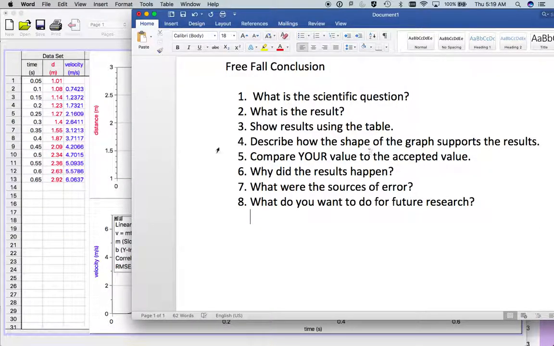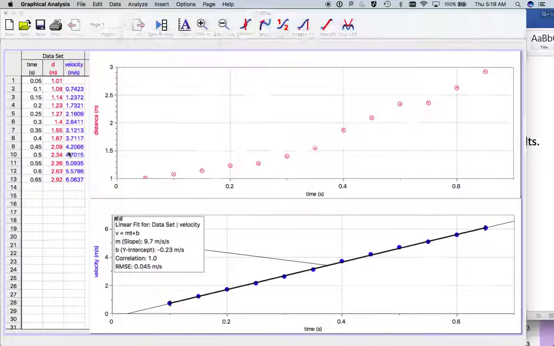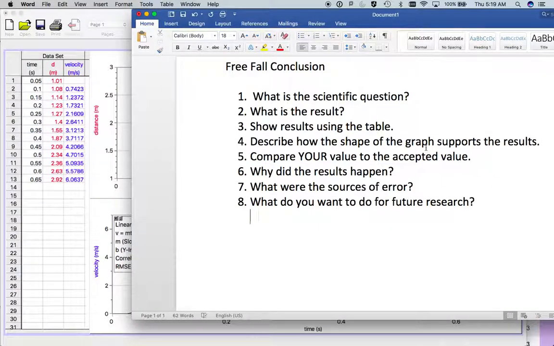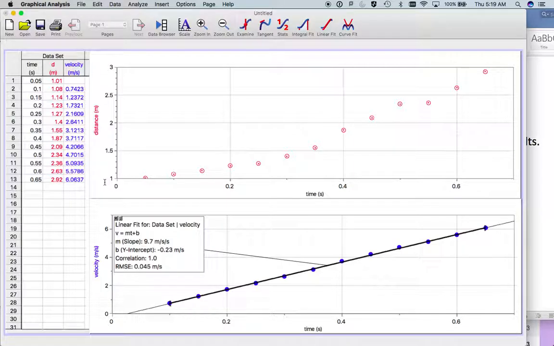You can show that result using the table. In your Logger Pro tables, you will have a column of velocity. What was the start velocity of your good velocity? What was the end velocity of your good velocity? And then that shows that you had a changing velocity.